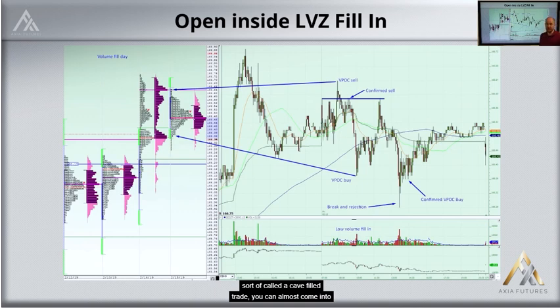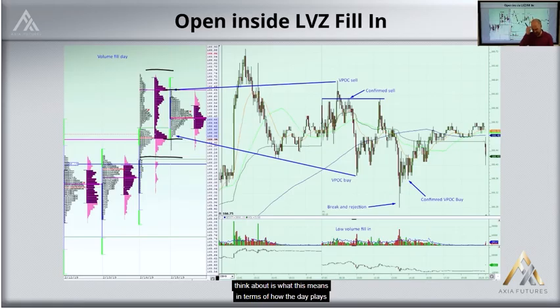You can almost come into this day and say to yourself, right, I'm going to put an offer there, I'm going to put a bid there, I'm going to put a stop inside the single prints, I'm going to put a stop above the high, and leave it. And the assumption is it will trade between the two. And that is a reasonably common thing to be looking for.